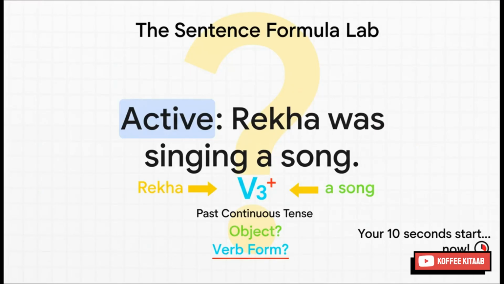All right, first one up. The sentence is, Rekha was singing a song. Think about it. That's past continuous tense. Your 10 seconds start now. Get that answer in the comments. What's the object? What's the right verb form? Come on, you got this. Go, go, go.